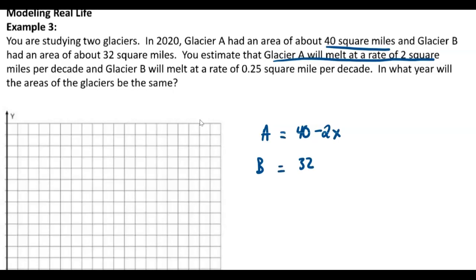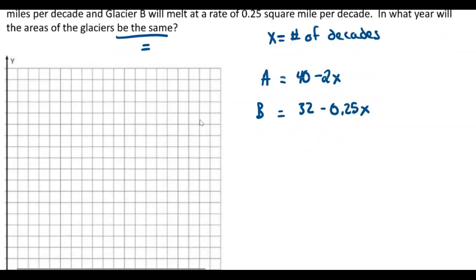And Glacier B is melting at a rate of 0.25 square miles per decade. So once again, it's melting, so I subtract them. In what year will they be the same? The same means set it equal. Remember that x is the number of decades, because it said per decade is how fast it's melting.